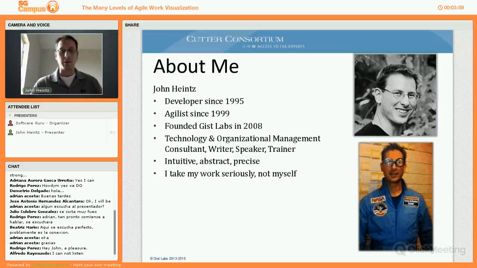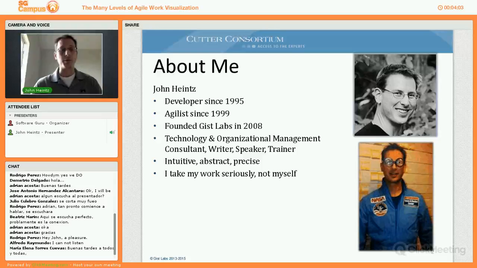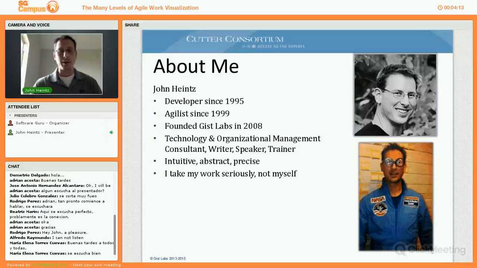You can see in the pictures that I've got a more formal picture, and also that I have a jumpsuit from NASA. That's actually really from a trip when I was in school that I spent a week at NASA. This was part of a Halloween party where I was able to reuse that outfit. So I do take my work very seriously, but I don't always.